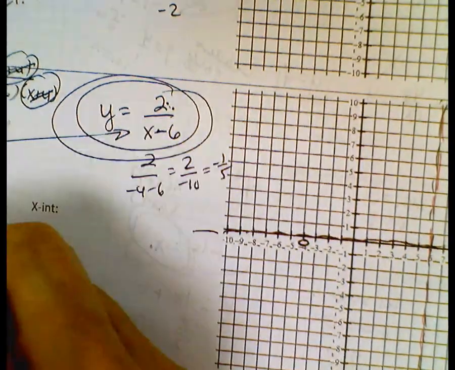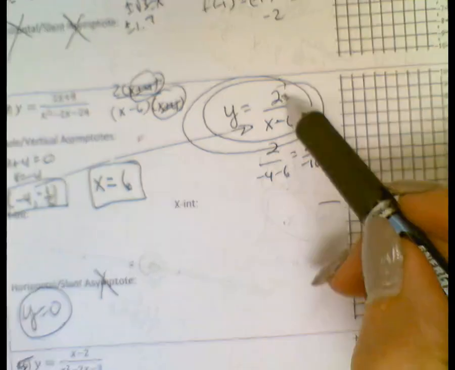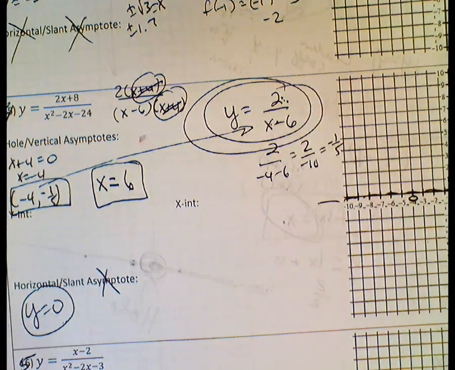That means there is no slant. There's only a slant asymptote. Wait a minute, there's only a slant asymptote if the degree on the top is bigger than the one on the bottom, which is not the case. So there is no slant asymptote.